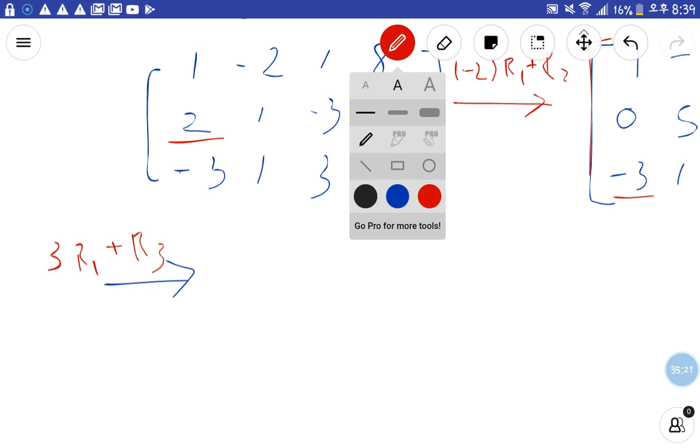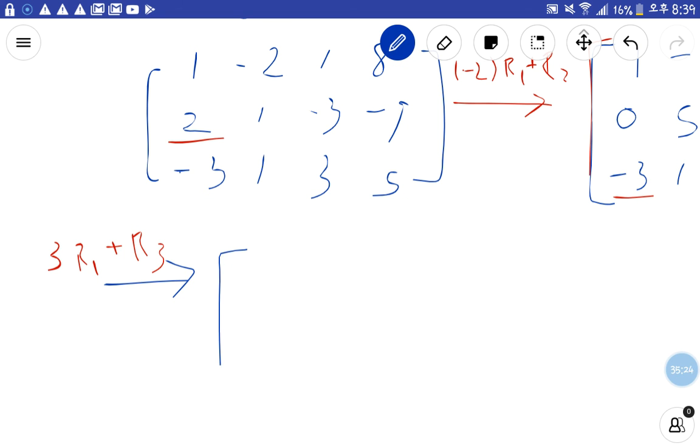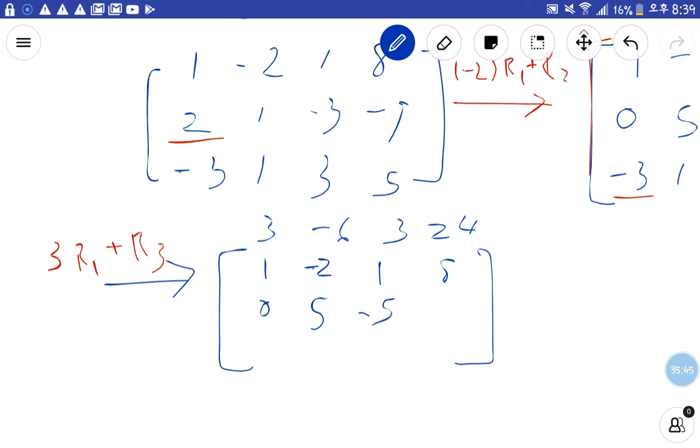Okay? Then if you times 3 for the first row, what did you get? 3, -6, 3, 24. The first row we don't touch anything, so keep it, which is 1, -2, 1, 8. Now the second, keep it the same. And my third, 0, -5, 6, 29. Are you guys with me?